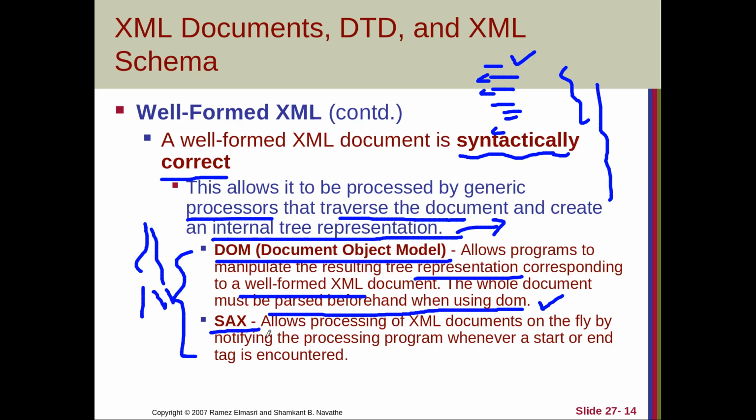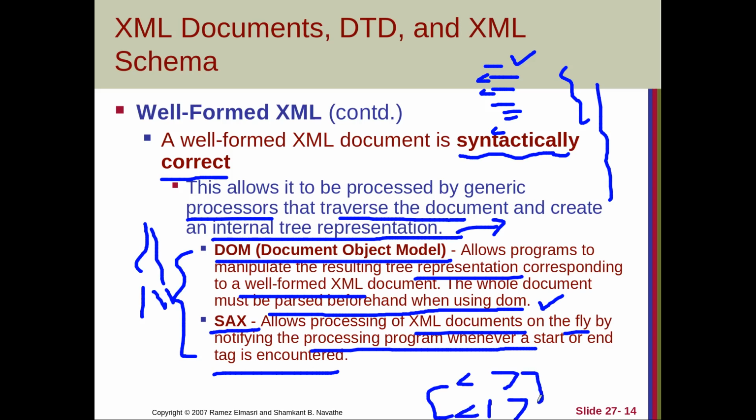Similarly, SAX allows processing of XML documents on the fly by notifying the processing program whenever a start or end tag is encountered. So what is happening with SAX is it will directly go for the execution if a start tag and end tag is being encountered. So it will directly go for the processing of that particular start and end tag.